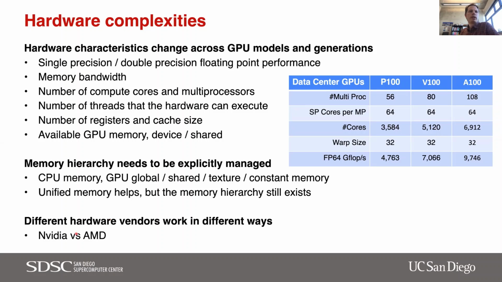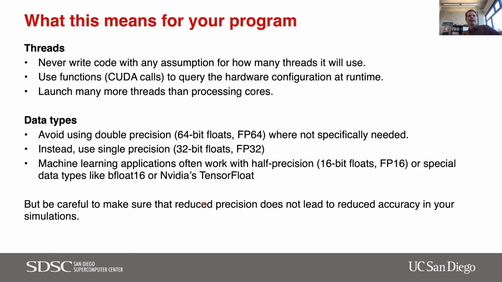And then there's, of course, NVIDIA and AMD. Those are different, but across different GPU models and generations, that's not a big issue, because it's similar to CPUs. Your code that you wrote a year ago is going to compile for the next NVIDIA GPU the same way, and you should write it in such a way that it's not specific to a certain type of GPU architecture. So you never write code with assumptions about how many threads it uses. Instead, you use CUDA function calls to query the hardware configuration at runtime, and then launch an appropriate number of threads for the available compute cores.